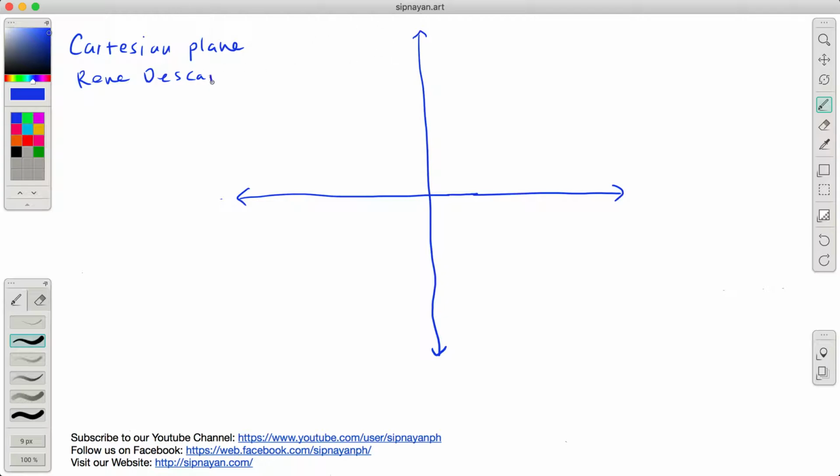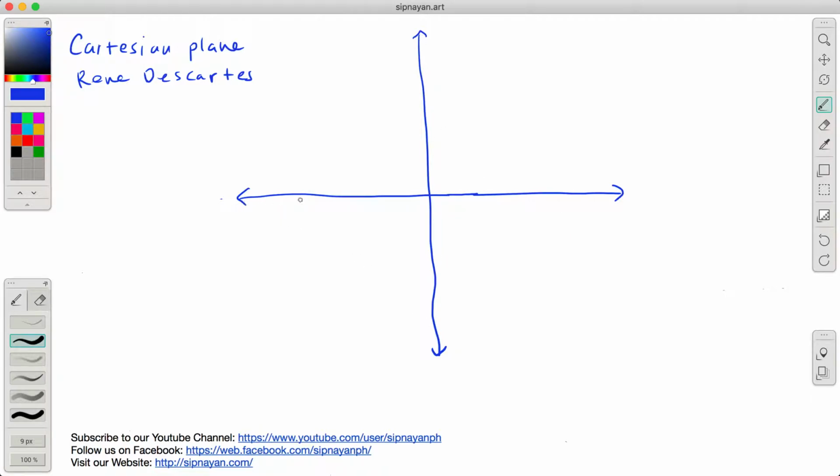And I think this is one of the greatest contributions to mathematics dahil ito yung nag-integrate ng algebra at saka geometry. Before Descartes, magkahiwalay na field yan, yung algebra at saka geometry. But the Cartesian plane was able to integrate the two large fields in mathematics.